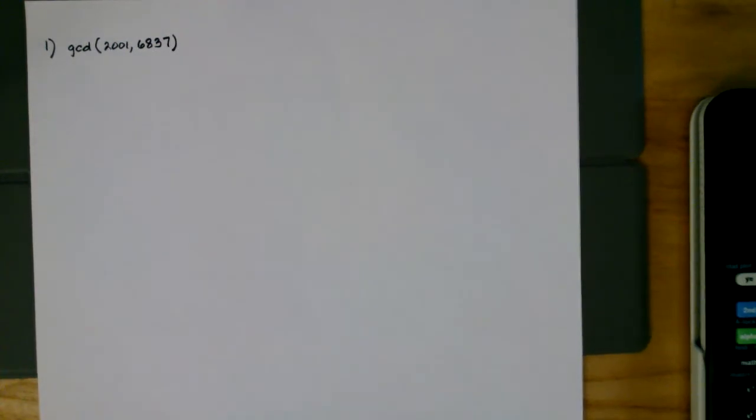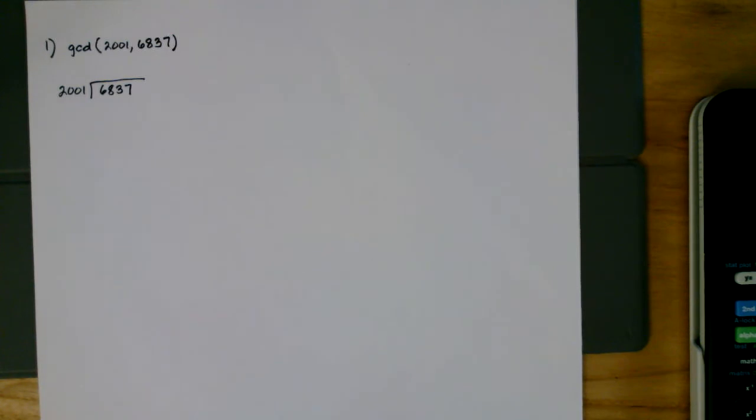So in problem number 1, on the sample writing assignment, we're finding the GCD of these numbers, 2001 and 6,837. The first thing you have to do there is take the larger number and divide that by the smaller number. So that 2001 will be your divisor. It's going to be divided into the bigger number, 6,837. And then we go from there.